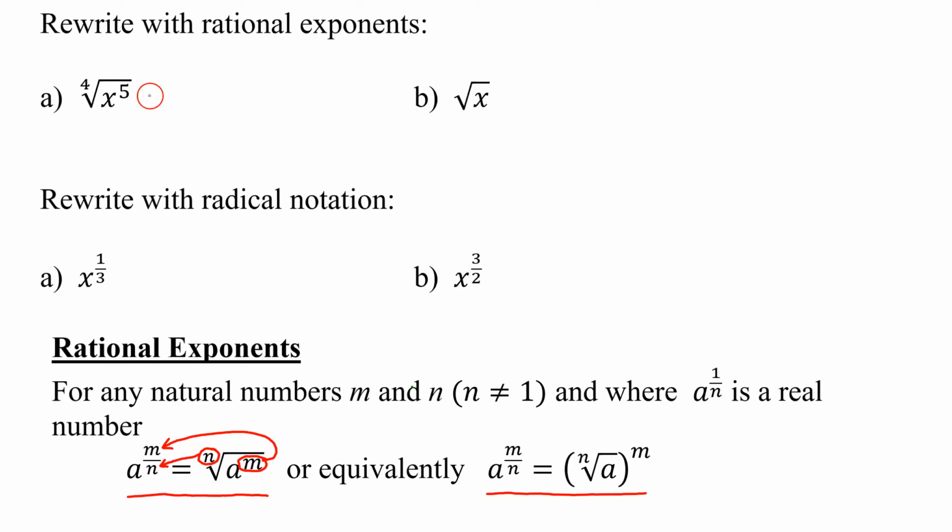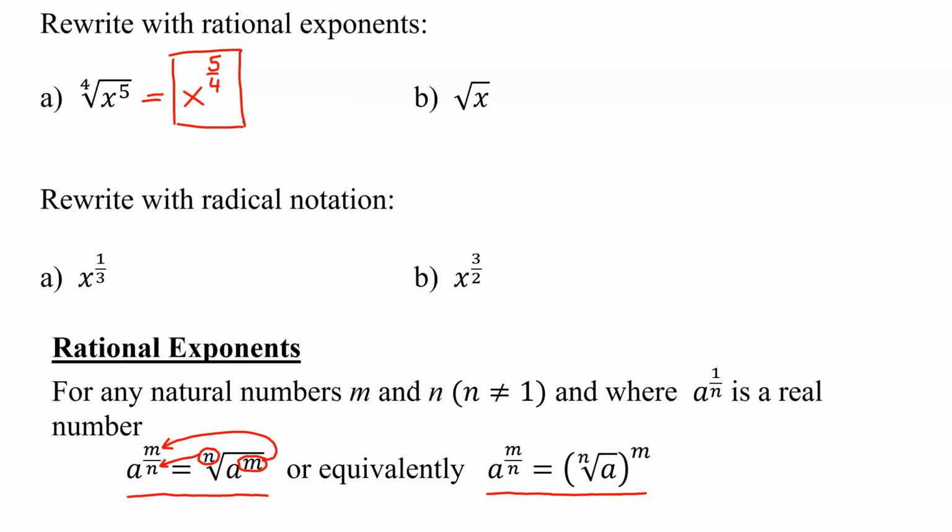So in our first example, I'm going to have x raised to a fractional exponent. The index becomes the denominator. The power to which I'm raising my x, 5, becomes the numerator of my rational exponent. So the fourth root of x to the fifth equals x raised to the 5/4 power.